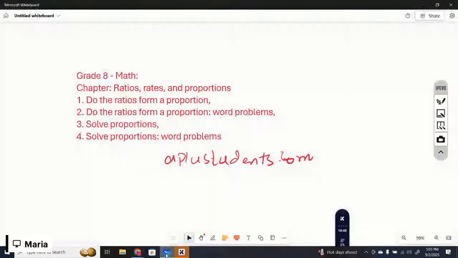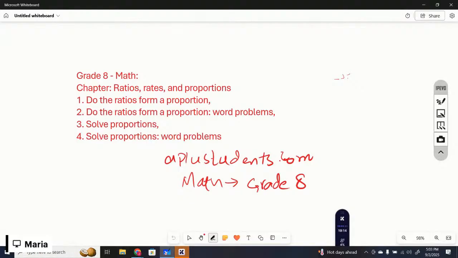We are here for grade 8 math. You can find all the lessons on aplusstudents.com. You have to log in there using your email address and password as provided by the admin. Then you have to select math, then grade 8 math, and then click on view all lessons.